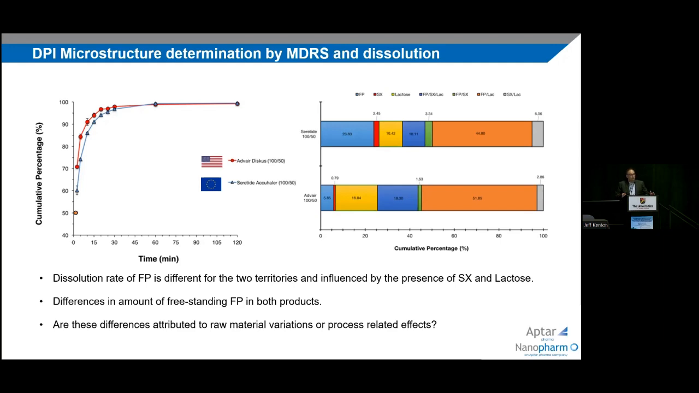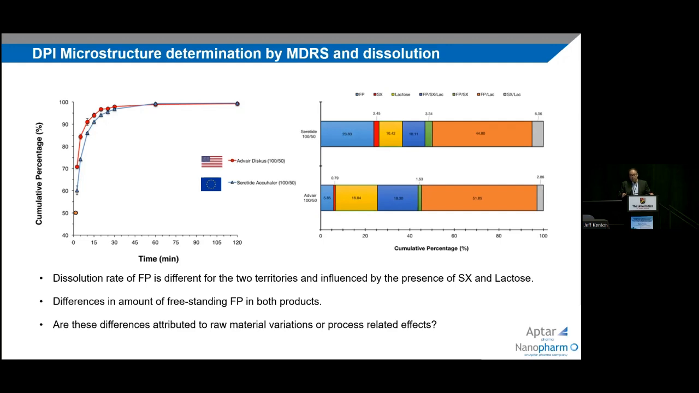The first thing we noticed was that there's not much freestanding FP. FP is a poorly water-soluble drug. It's poorly wettable as well. So having more freestanding FP makes it difficult to dissolve because it's going to take time for it to wet. Whereas, which is what we see in Seretide, it's a lot more freestanding.